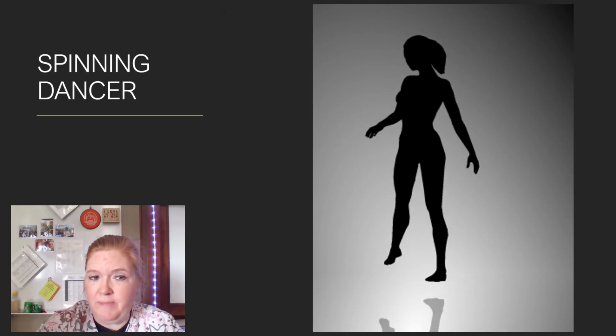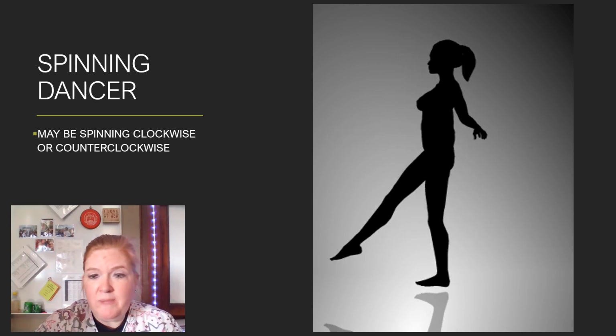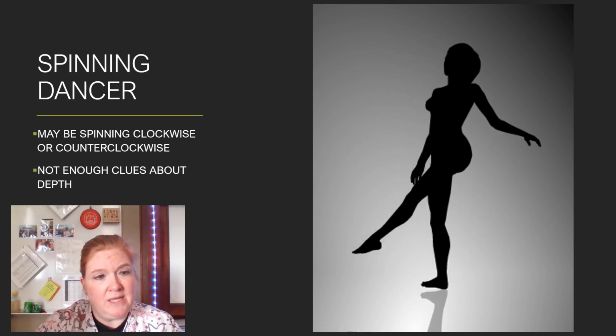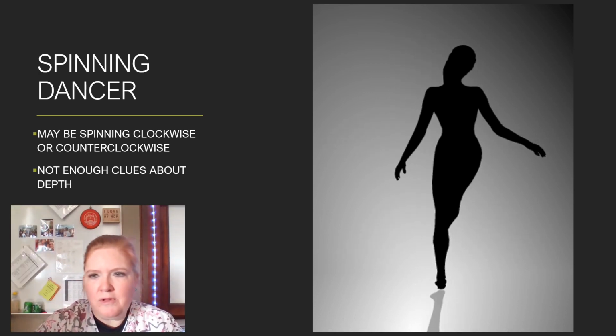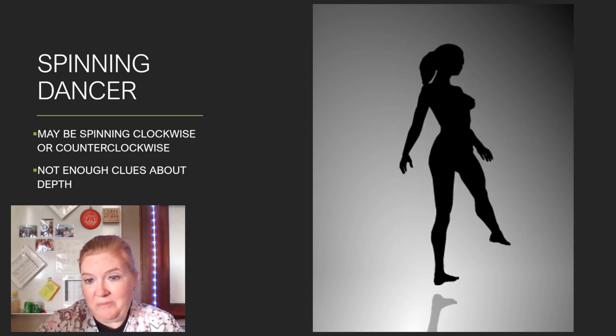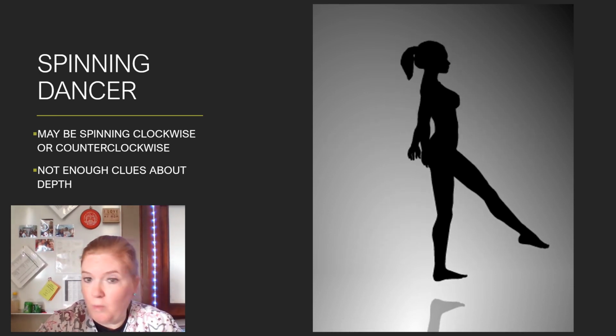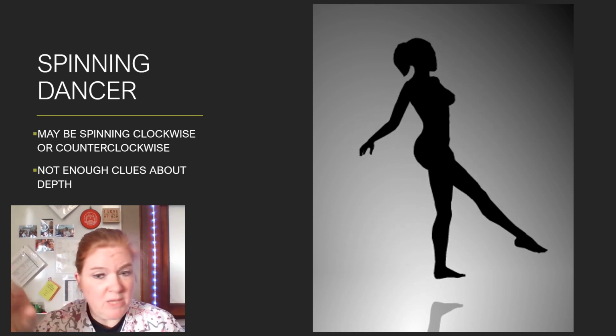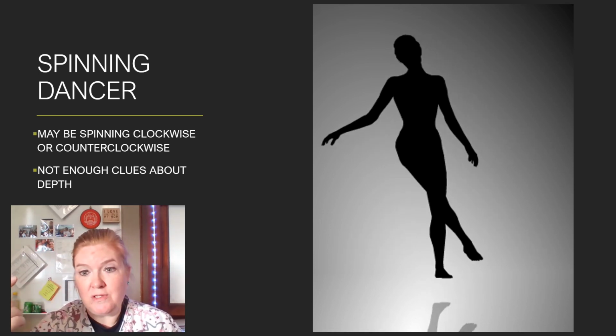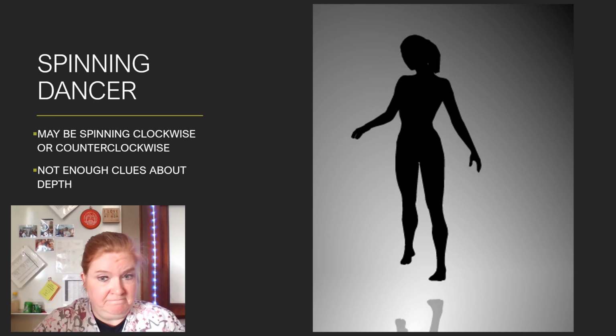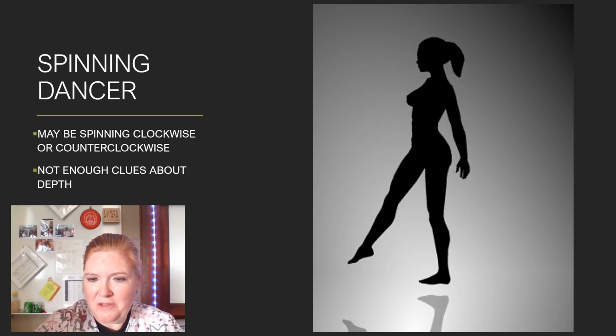Okay, so this spinning dancer could be spinning clockwise, could be spinning counterclockwise. There's not enough clues about depth for us to really be able to see it one way truly or the other. For some people, they can see her switch and start spinning the other way. Can you do that? Can you make her switch the other way?